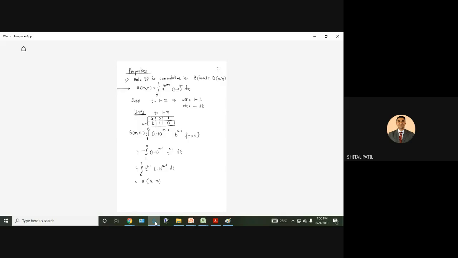Okay, this is the first property. Write down. Second property. Beta function as compared to gamma function is somewhat difficult, huh? So try to understand the properties of a beta function. First property we studied. We'll go to the next property.